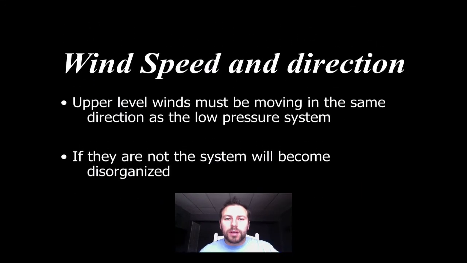We also need upper level winds to have a consistent speed and direction, our jet stream for the most part, to be moving in the same direction as that low pressure. What we do see is that in years of El Nino and La Nina, these upper level winds become a little bit disorganized, and we'll actually see not as substantial a hurricane season.